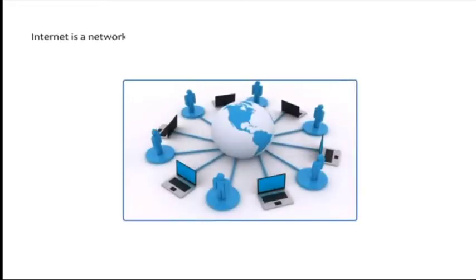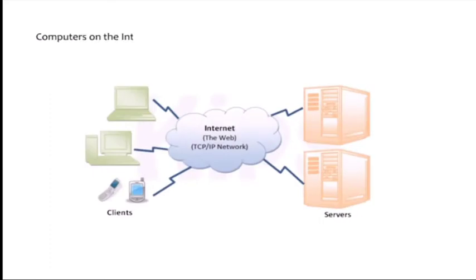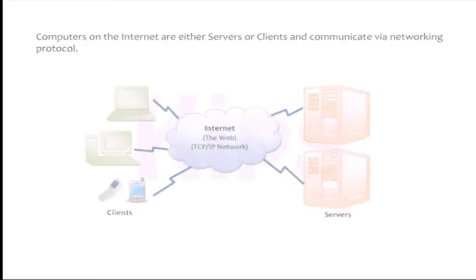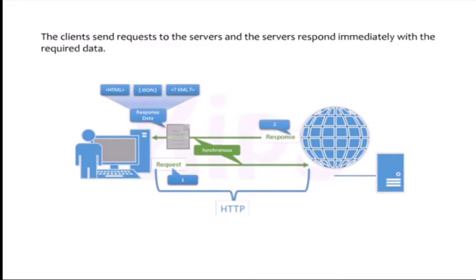The Internet is a network of millions of computers which are connected to each other to share information and resources. Computers on the Internet are either servers or clients and communicate via networking protocol. The clients send requests to the servers and the servers respond immediately with the required data.